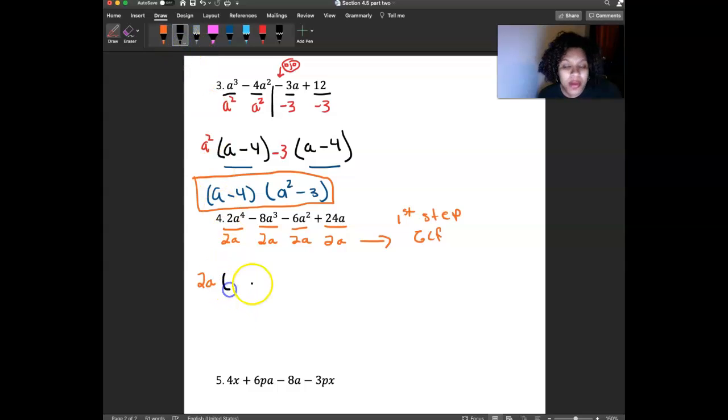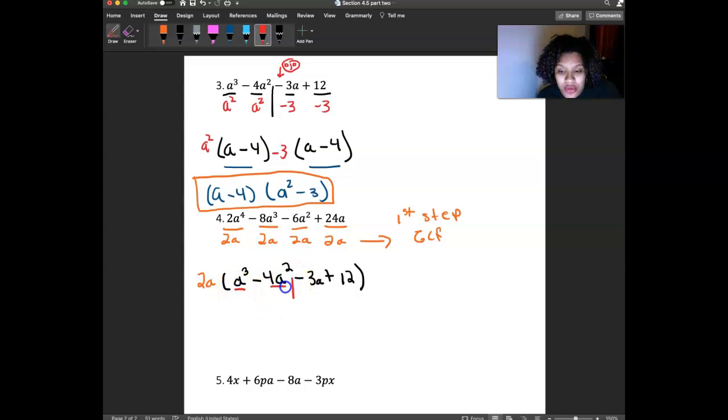I'm going to open my parentheses. What do I have left? A cubed minus 4a squared minus 3a plus 12. Now, the remainder polynomial is a polynomial of 4 terms. So I'm going to split it down the middle.